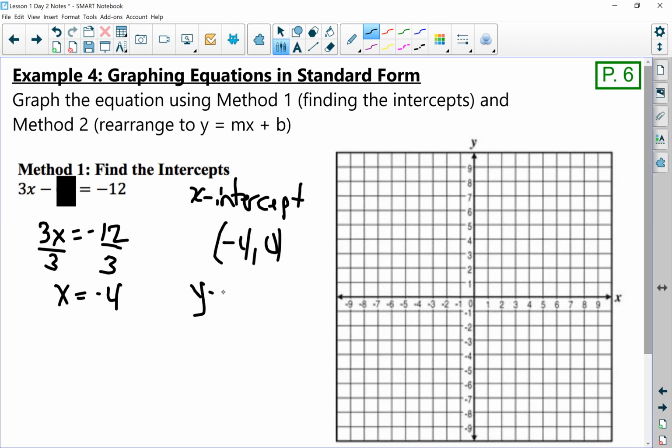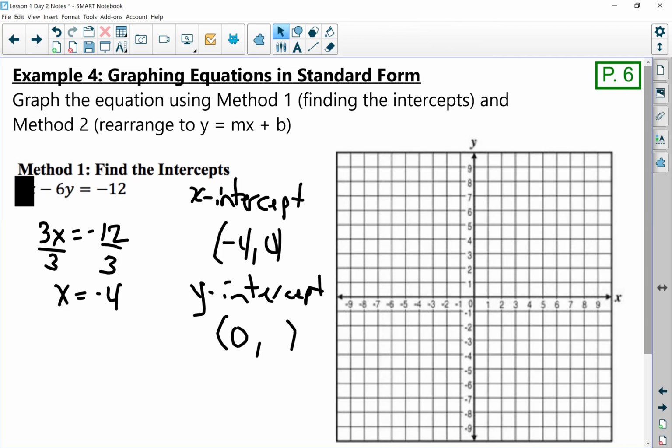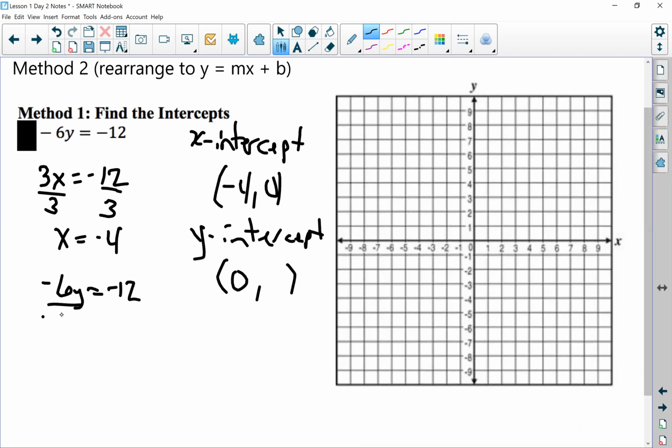Then I'm going to find the y-intercept. For that, I'm going to set x equal to 0, or I'm going to cover up the x and solve for y. A little bit different here. The negative stays with the 6y. So we get negative 6y equals negative 12. If I divide both sides by negative 6, y equals positive 2.